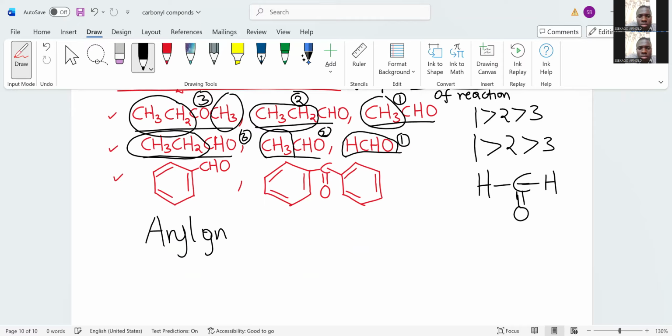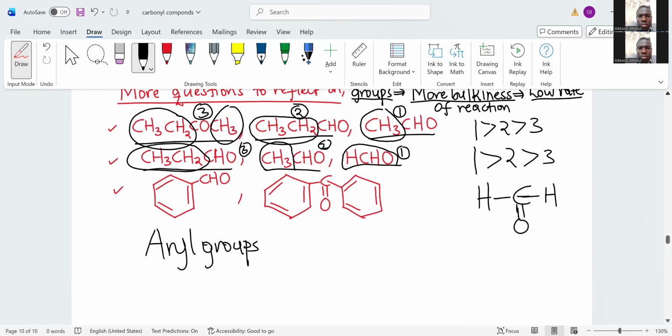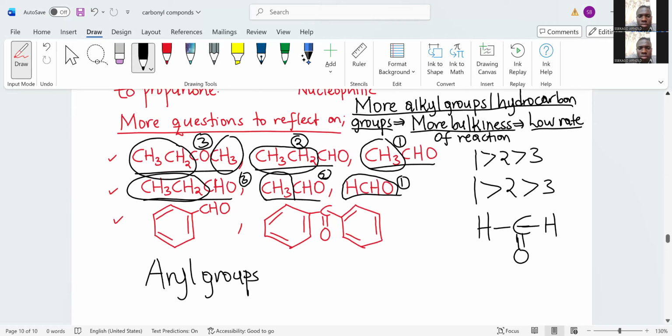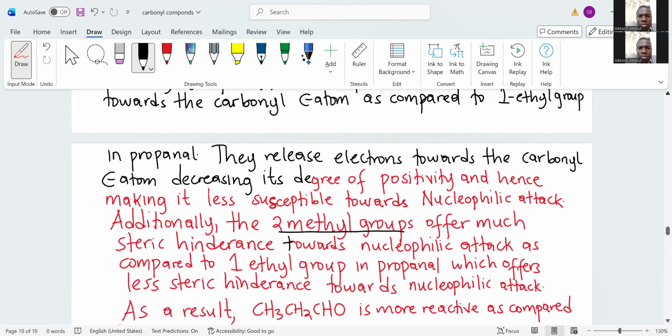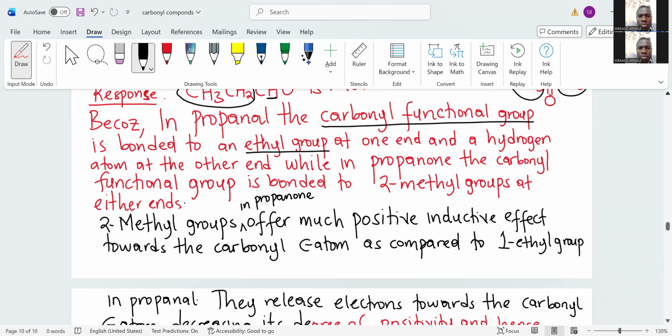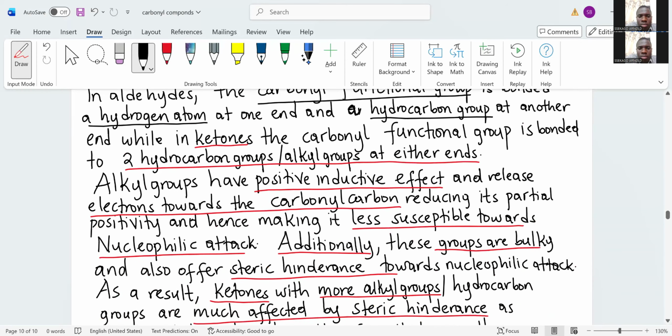I haven't mentioned anywhere that aryl groups have a positive inductive effect. I hope you are not misinterpreting what I am saying. Aryl groups, there are two groups which I have been referring to. Maybe to take you back, what are those groups?